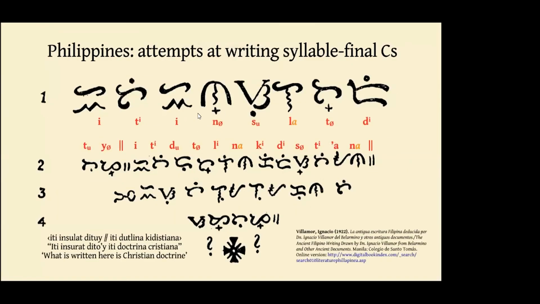So one, the most famous, is what's called the cross kudlit. So here we see in the Ilocano Catechism from 1621 an example of the cross kudlit here under the letter na. And it just means that you don't pronounce a vowel after the consonant. So it says itin sulat ditoy iti Doctrina Christiana. So what is written here is Christian doctrine. This was introduced by the Spanish person who put together this doctrine, but it wasn't widely adopted in any case, except in modern times.